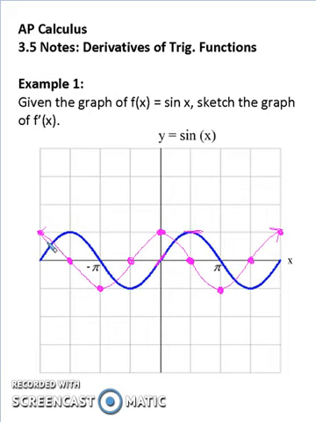Think about the trig graph that starts up at 1, goes high, middle, low, middle, high. That would be cosine of x. So the derivative of sine of x is cosine of x.